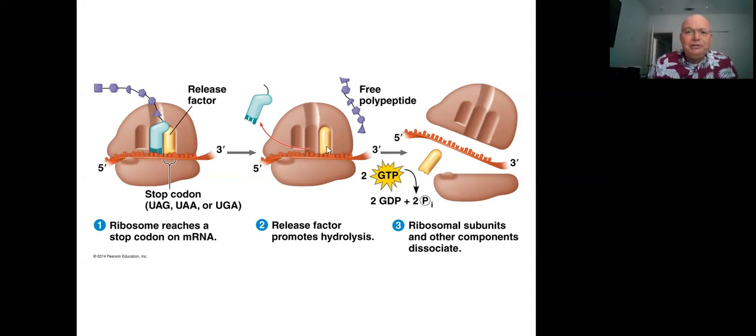With the release factor still occupying the A site, that triggers the two subunits of the ribosome to disengage from each other, which unclamps the messenger RNA, and translation is over. The two subunits then enter the pool of large and small subunits to at some point be reassembled into ribosomes, probably not with each other, but with other subunits to begin the process of translation all over again. Maybe on the same messenger RNA, maybe on different messenger RNAs, but the ribosomal units will continue to function as translation units.